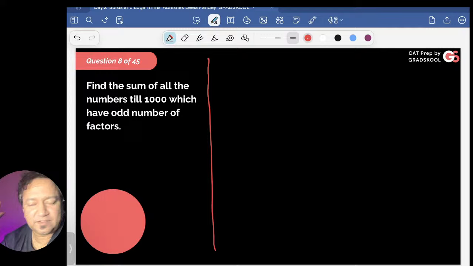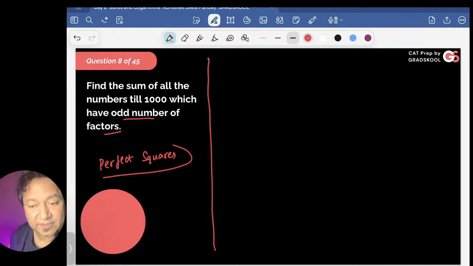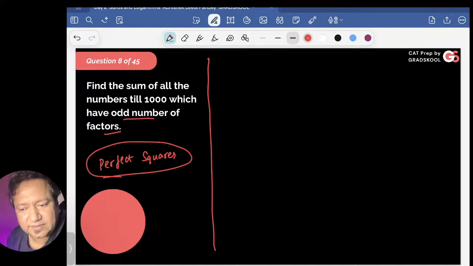Okay, first thing first. First, we need to identify which are the numbers which have an odd number of factors. Who will tell me that? I hope all of you know it. Only the perfect squares. All the perfect squares have an odd number of factors. So this is very important. I will conduct a workshop in which I'll be doing mixed quants, and some questions of numbers as well. This is such a nice concept, right?